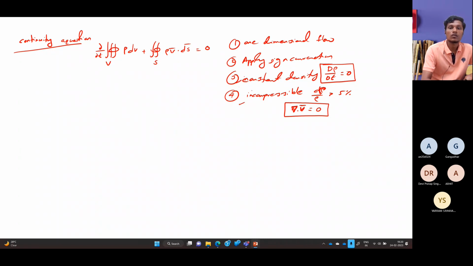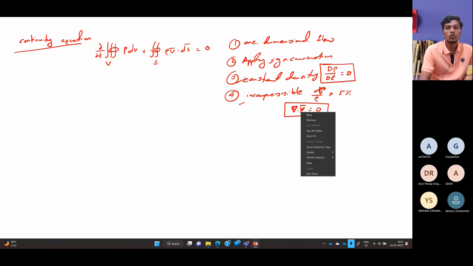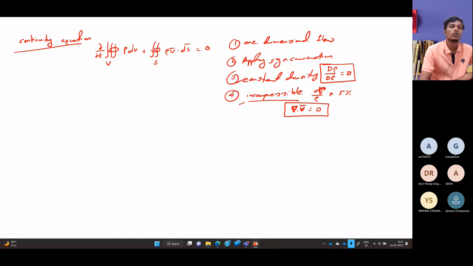One can understand there are some cases where flow is incompressible but density is not constant. I'm not going to go into the details of that, but you should realize that dou rho by dou t equals 0 gives you the constant density flow field. If del dot V bar equals 0 and dou rho by rho, I mean the change in density per unit density, is less than 5%, that will give you the incompressible flow field.